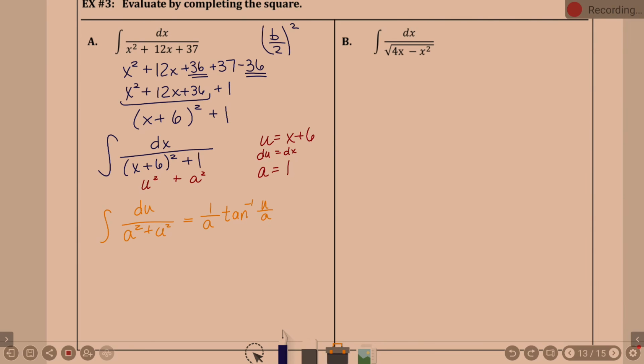So when we do this, we're basically filling in this part here, right? 1 over a, well in this case it's 1 over 1, so it's nothing. Tangent inverse of u over a, so that's going to be tangent inverse of x plus 6. And then we're back to indefinite integrals, so don't forget your plus c.